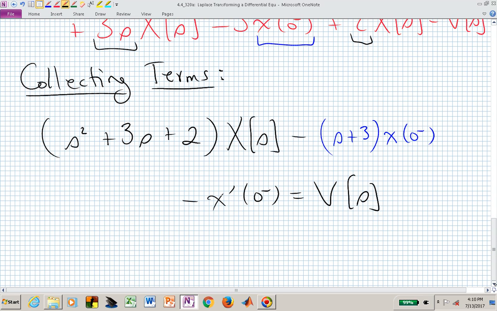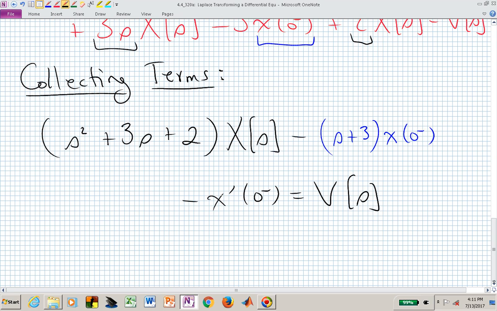Or if we want, and we will learn this in a future lecture or video, we want to actually solve this for capital X of s, and then we'll learn strategies for going back to the other side of the classroom and taking that frequency domain expression for capital X of s back into the time domain. But for the time being, what we need to do is simply solve this for capital X of s.